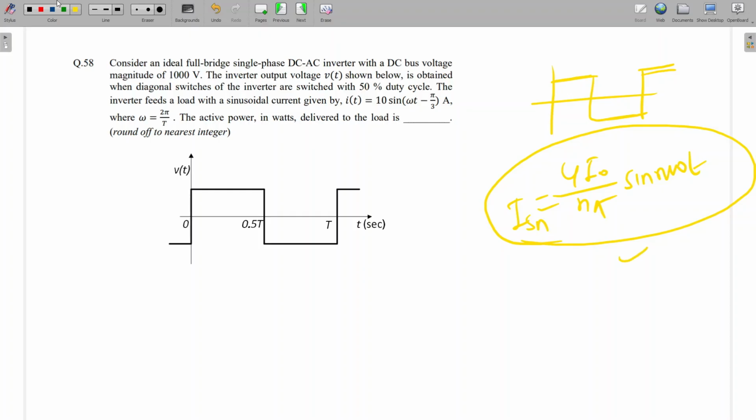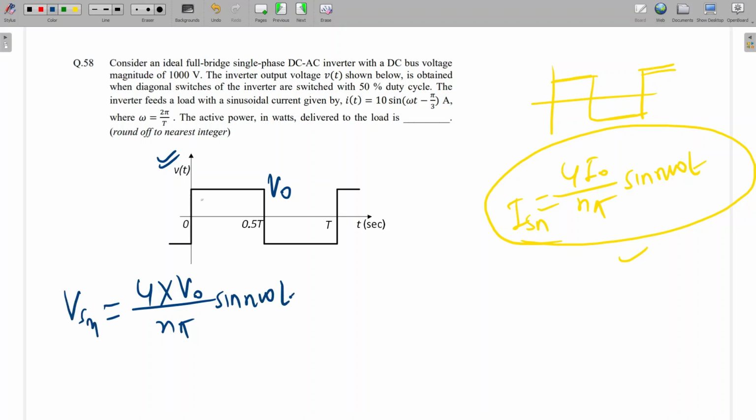But here they are telling that a square wave voltage waveform is given. So what is the Fourier of the square wave? That will be 4 into, let's say this is V naught, so 4 V naught upon n pi sin n omega t. This will be the fundamental Fourier of any square wave. A square wave will be like this. So this is the Fourier of the voltage.